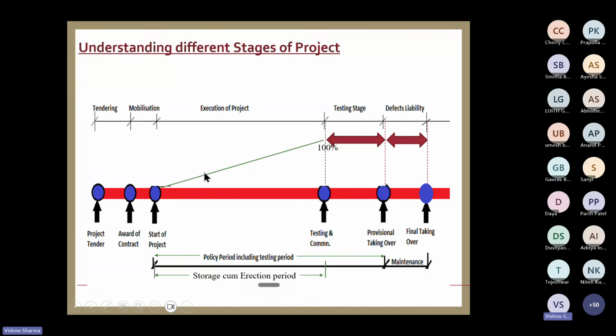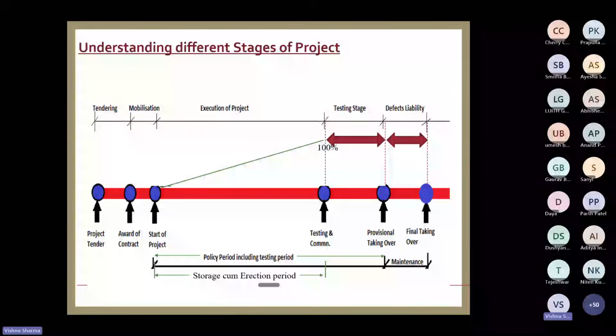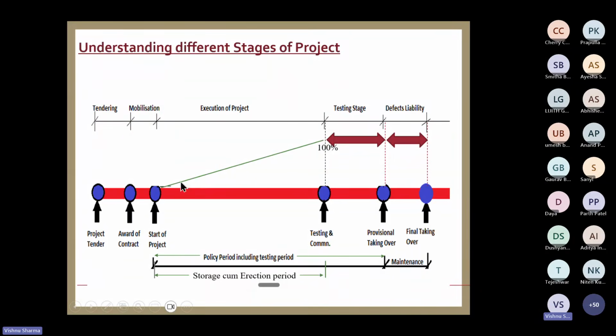And slowly, the percentage keeps on increasing, because multiple parts are being erected. Say, for example, in a power plant, initially they will start with the coal conveyor, cooling tower, multiple activities take place simultaneously. And at last, your transformers and steam turbines are erected somewhere at this stage, 80 to 85% completion of the project.